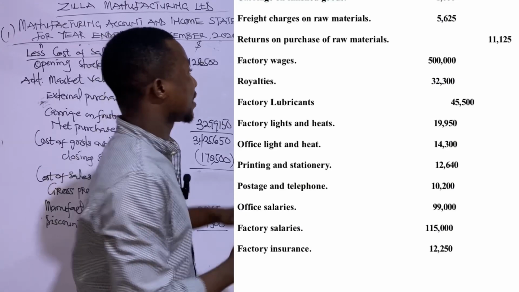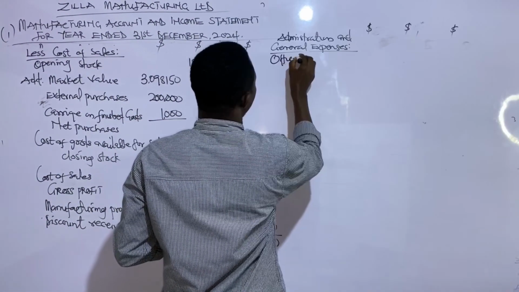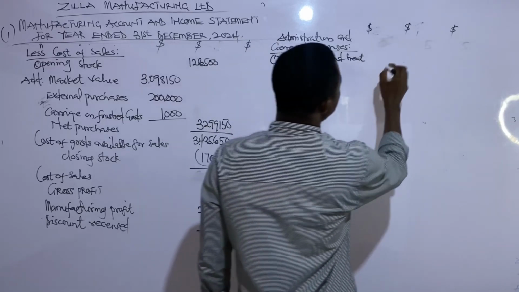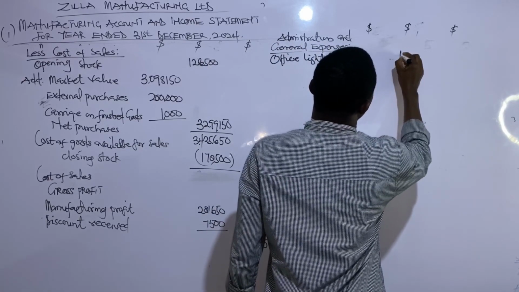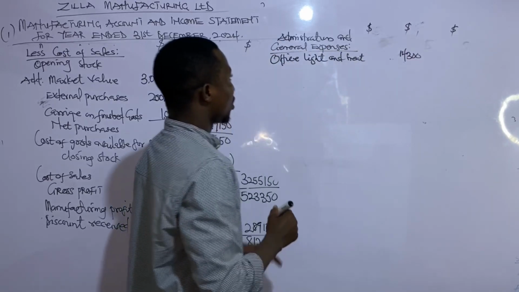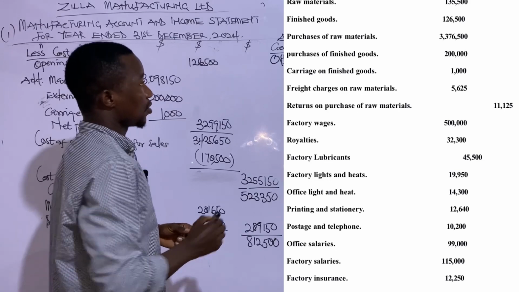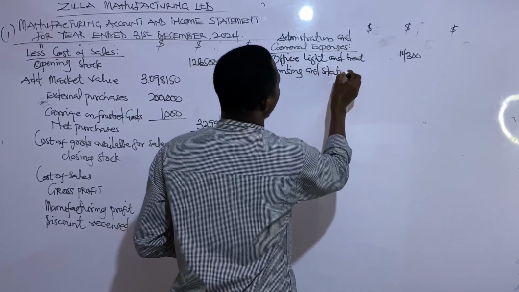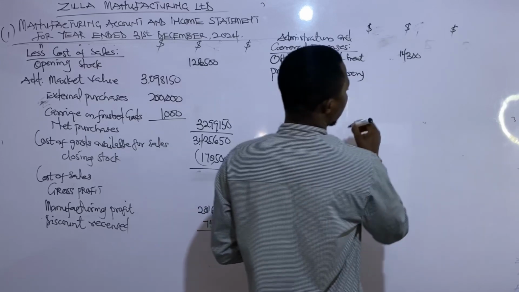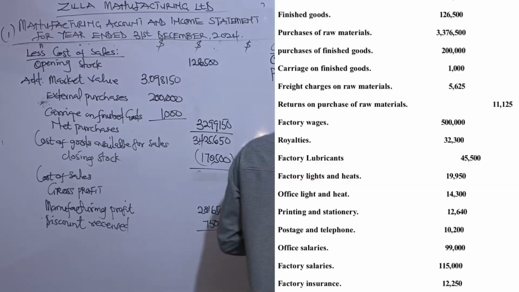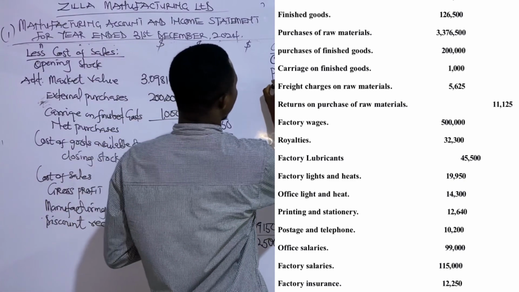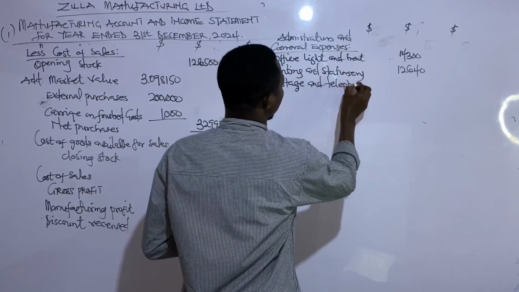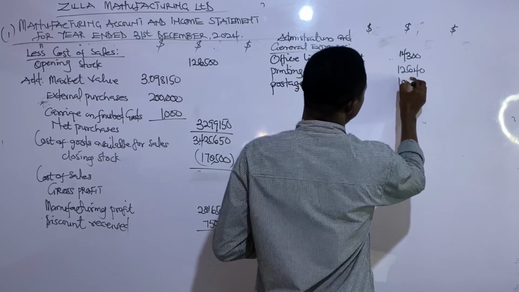Is that okay? So we have office, light, and heat. The office light and heat is 14,300 from the question. Okay, 14,300. From the same question, we have printing and stationery. So printing and stationery. Printing and stationery is 12,640. And we also have postage and telephone. So postage and telephone. Postage and telephone is 10,200 from the question.